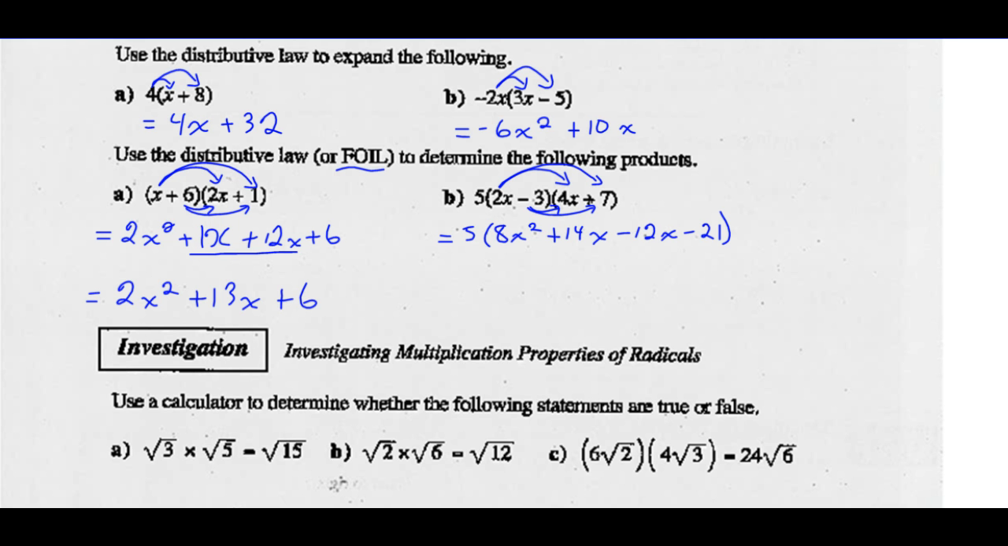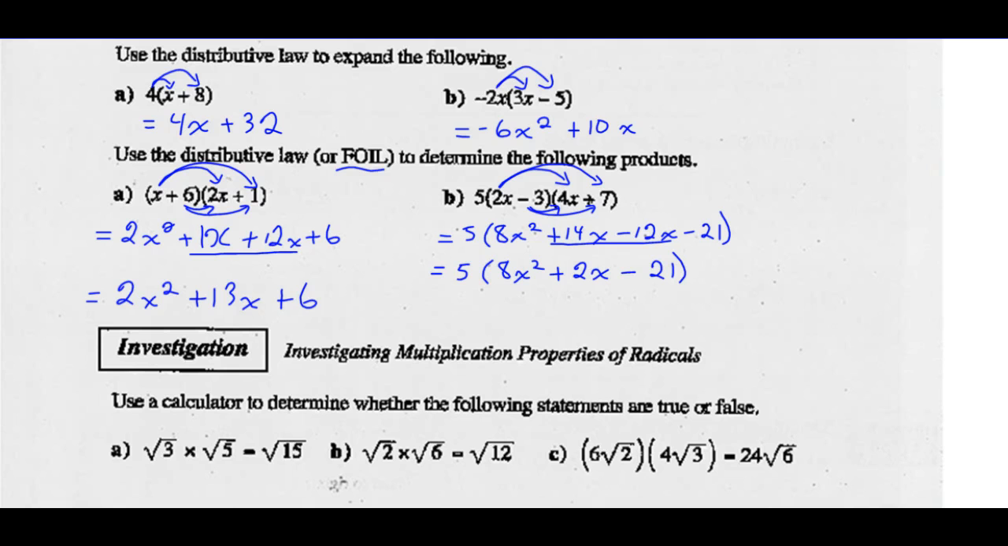So we keep that in brackets. I'm now going to simplify inside those brackets by combining like terms. So there are no other x squared terms, but there is this positive 14x minus 12x, which are like. So 14 minus 12 is a positive 2x, and you keep the minus 21.